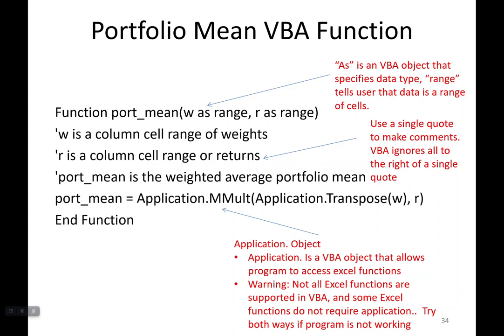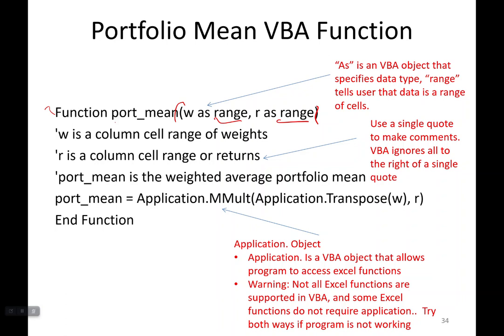This program is called port mean. Remember, start all VBA programs with the word function, give it a name, port mean, and give it parameters. However, this program is going to take as a parameter two column vectors. So W is going to be weights, R is going to be a column vector of returns, and we're going to specify in the parameters that W and R are ranges.